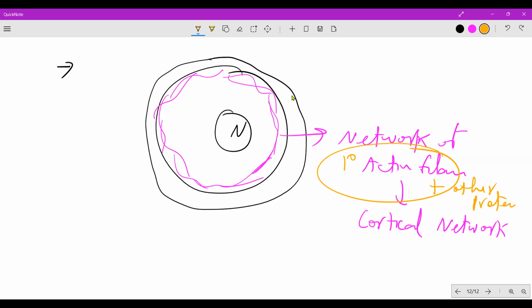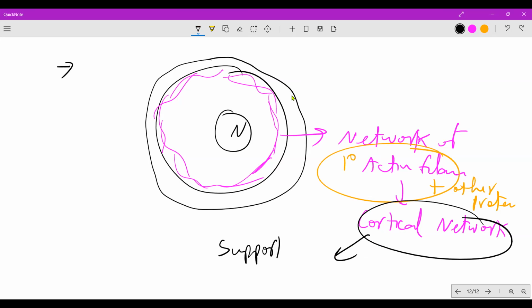तो यहाँ भी actin filaments है. और आपको पता है ये जो cortical network है, one of the functions of this cortical network is to provide support to the plasma membrane. It provides support to plasma membrane. This is responsible for the shape of the cell.